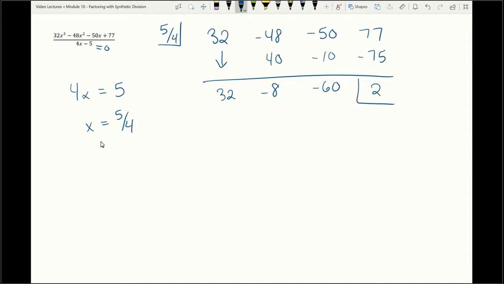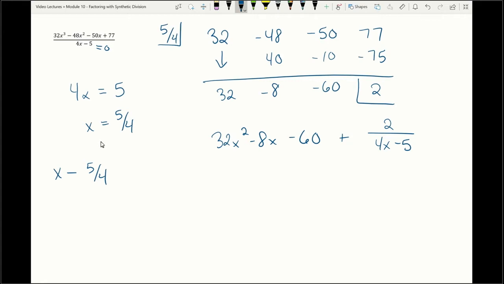All right, so we may be tempted to just go ahead and say our answer is, and we would be almost right. But we have this issue. We actually divided by 5/4. We divided by the factor x minus 5/4.